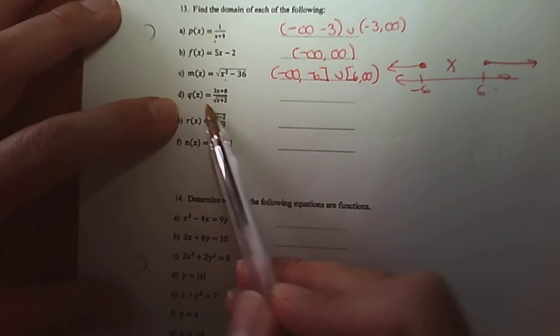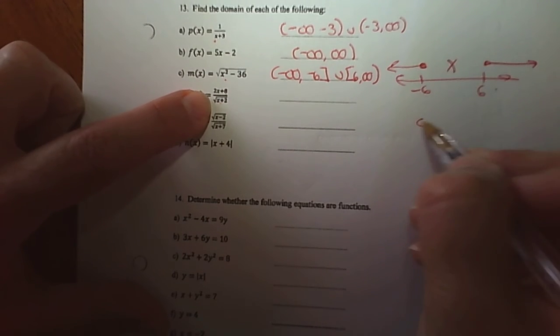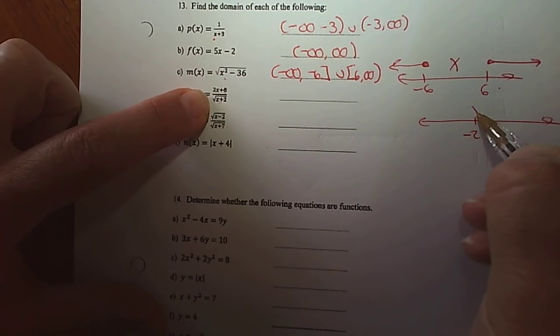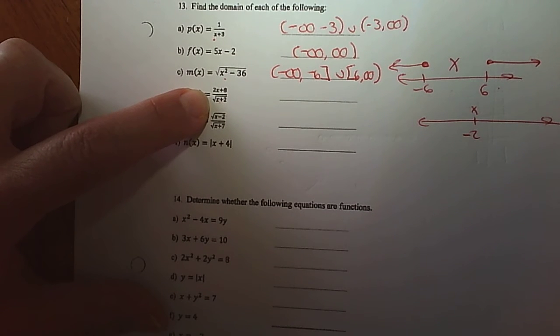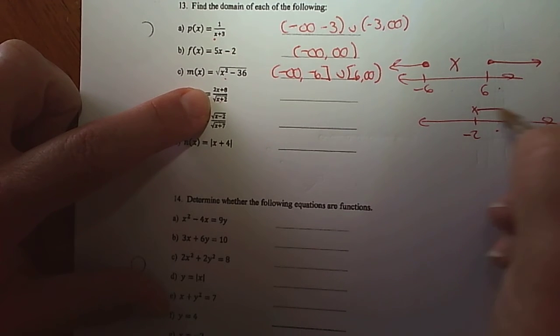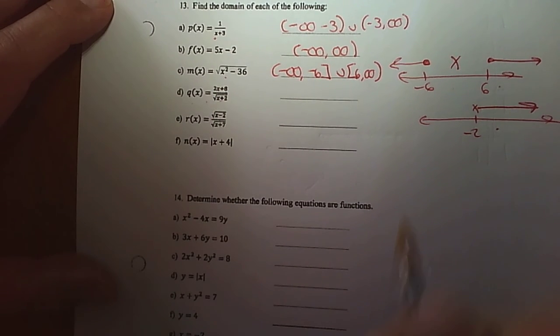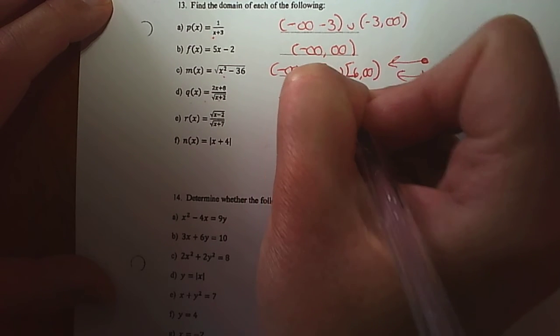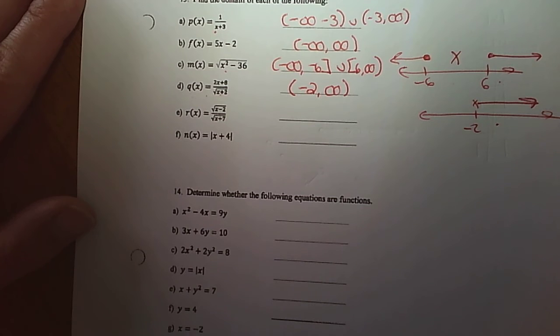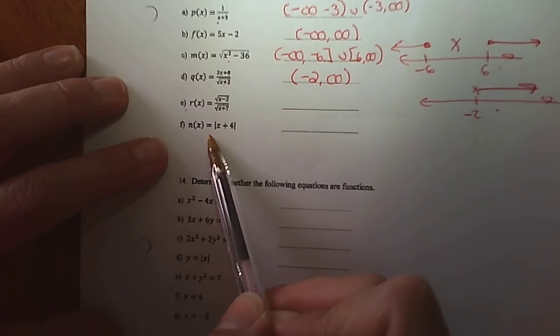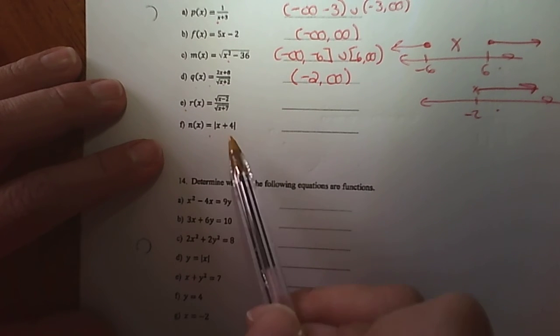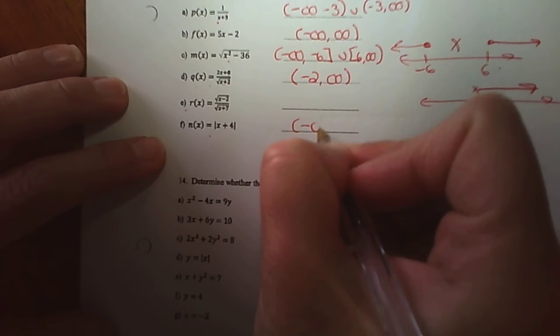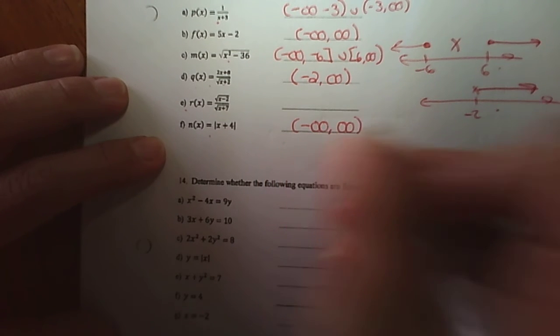All right, letter D. Negative 2 would ruin it. And since it's in the denominator, we cannot have it. Then I'm going to test. I'm going to plug in 0. 0 works, right? But -3 does not. So this should have been soft bracket -2 and up. I'm going to skip over E for 1 second and do this one because it's quick. It's not a fraction. It's not a radical. So it's all real numbers, right?